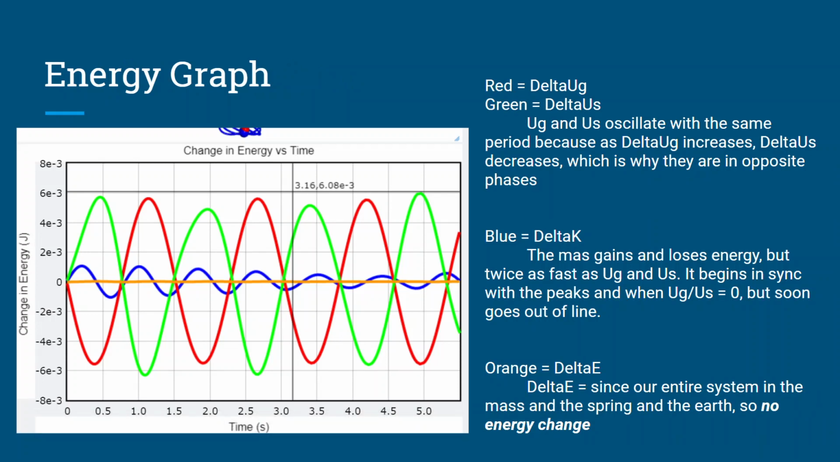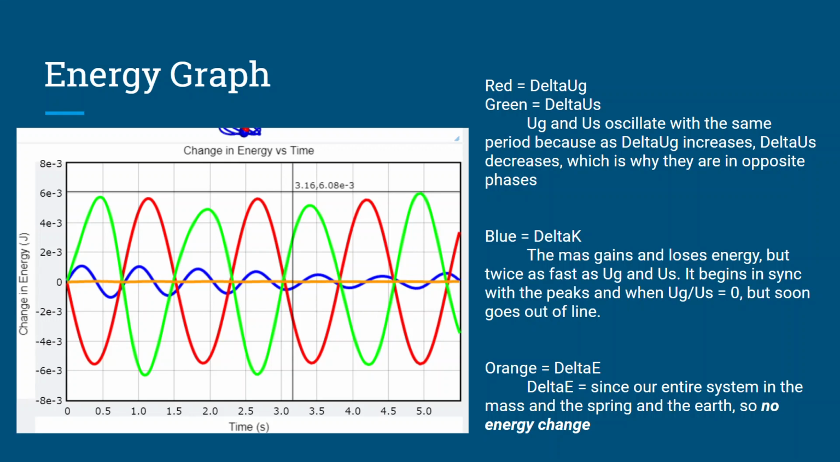Overall, now it's time to compare the energy graphs that we have been given by our GlowScript code. The red line is my change in potential gravitational energy, while green is the change in potential spring energy. And so these are supposed to be how they are seen because they oscillate with the same period, but they are in opposite phases because as delta UG increases, delta US should decrease and vice versa, which is happening on my graph.